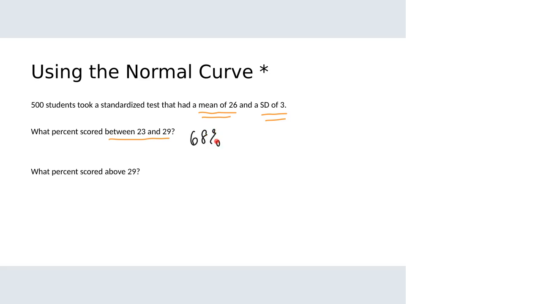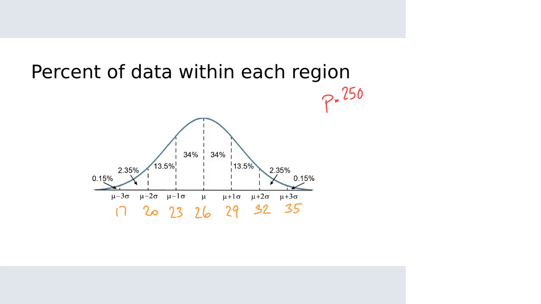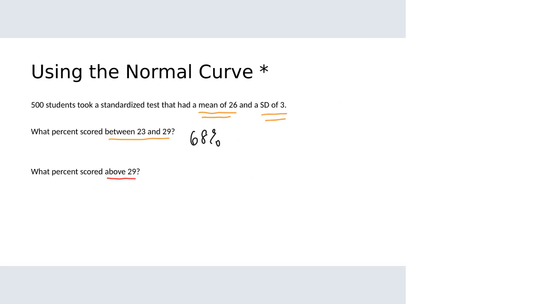Now for the second question, it says, what percent scored above 29? So we'll go back and take a look at our picture that we've got our labels on, and here's where 29 is, one standard deviation above the mean. If we want above 29, so that's all of this. So what we need to do is add up all of the people who were above 29, and that's 13.5 plus 2.35 plus 0.15, 16%. And so 16% of the people scored above 29. And so our answer to that question then would be 16%.